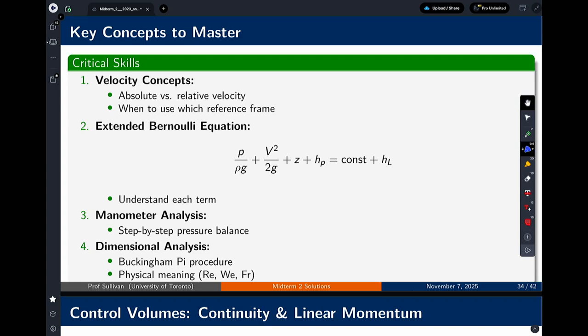You have plenty of opportunities to look these up. Extended Bernoulli equation, we did talk about it in lecture, it would probably be lecture 21. Manometer analysis, you did that with Professor Gunther. Dimensional analysis, Buckingham pi, and physical meaning of Reynolds, Weber, Froude numbers. Again, as much as possible, if you look at that 8 sheet, I've given you that sort of information there.